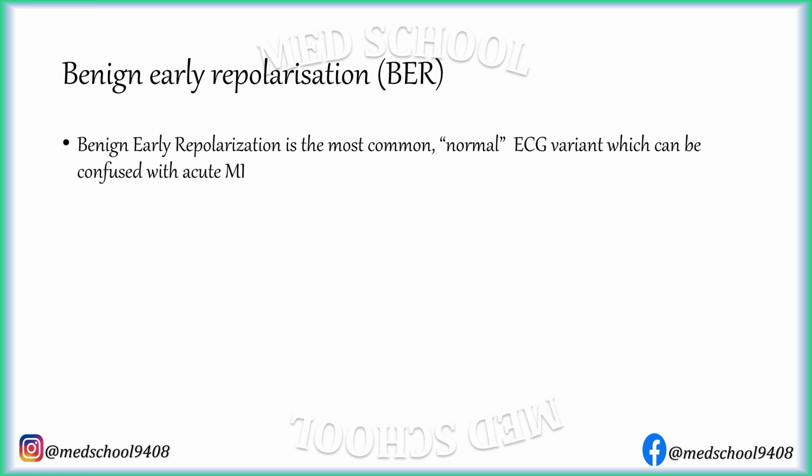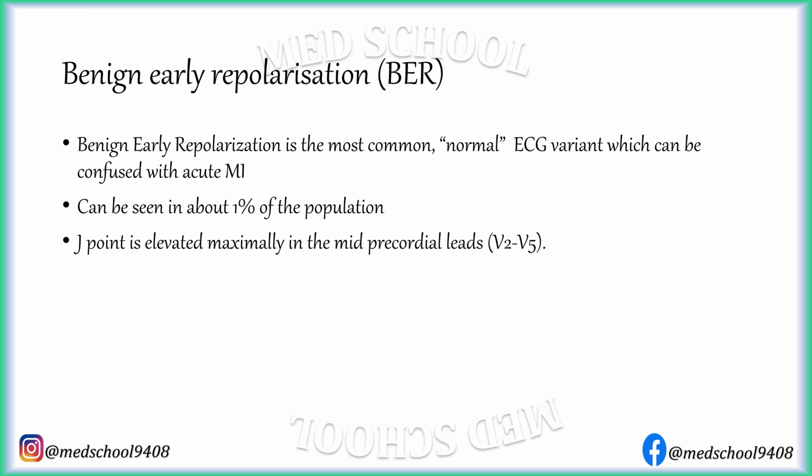Benign early repolarization is the most common normal ECG variant which can be confused with acute MI. It can be seen in about 1% of the population. The J point is elevated maximally in the mid-precordial leads, that is lead V2 to V5. It is seen rarely in limb leads.